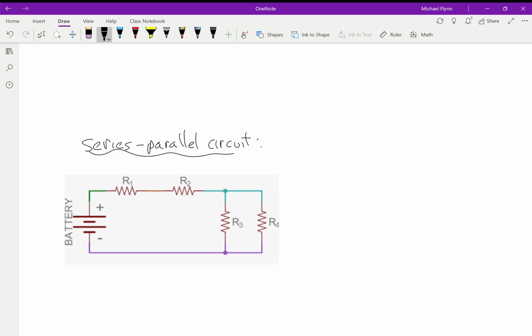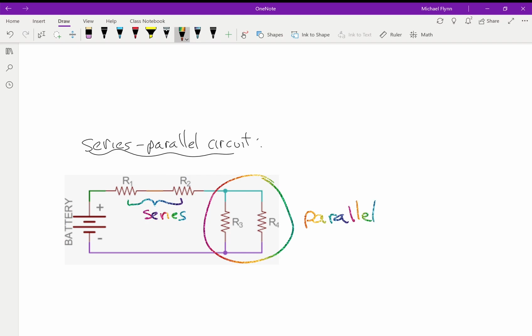So how do you solve problems that are called series parallel circuit problems? If you look, these two things here are in series, but these two are in parallel, and they're all connected together in the same circuit. How would you solve a question like this, if you're asked to fill in the missing voltages and currents and everything else? Well, what you would have to do is follow the following method.